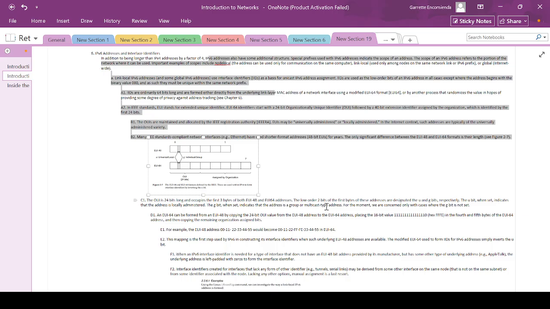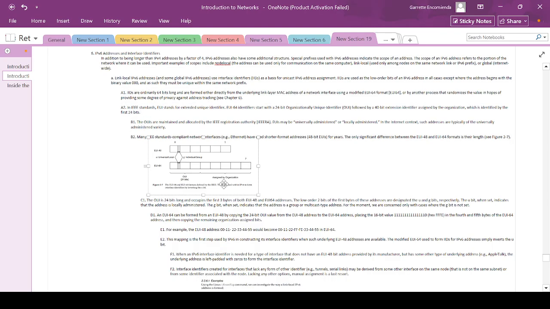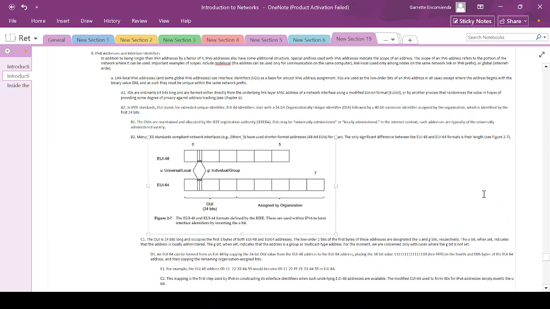So there is a special prefix used in this 128 bits called a scope. So it refers to the portion of the network where it can be used. Important examples of scope include node local, where the address can be used only for communication on the same computer. So that's node local. Link local is used only among nodes on the same network link or IPv6 prefix.